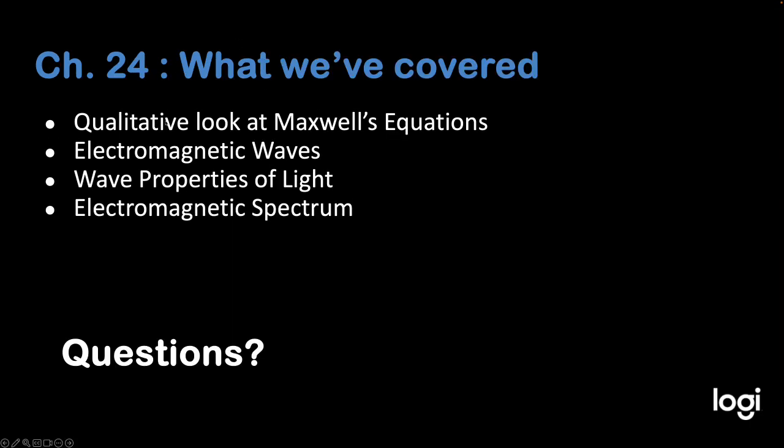So just to summarize what we've talked about, we took a little qualitative look. We're not going to go quantitative at all with these equations, but we looked at Maxwell's equations and just talked about what they meant. We also talked about electromagnetic waves generally. What does it mean for them to be a wave? What are those properties that they get associated with when we talk about them being a wave? So what is their speed? What is the wavelength, the frequency? What is the amplitude of those waves? And then we walked through the electromagnetic spectrum, starting at the long wavelength end, radio, and going all the way to the shorter wavelength end with gamma rays.